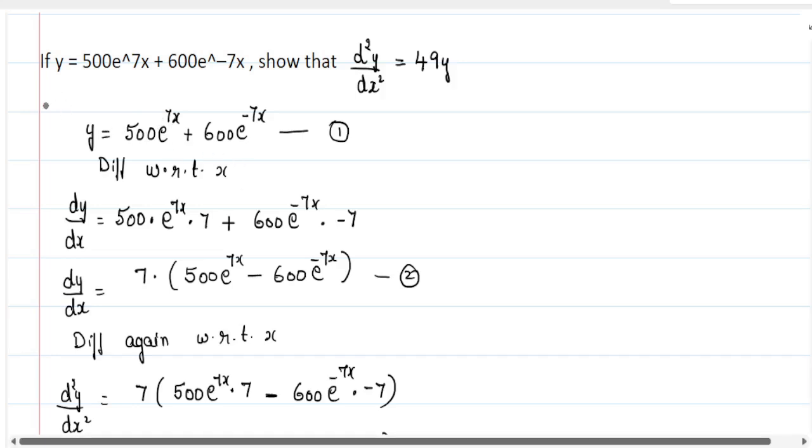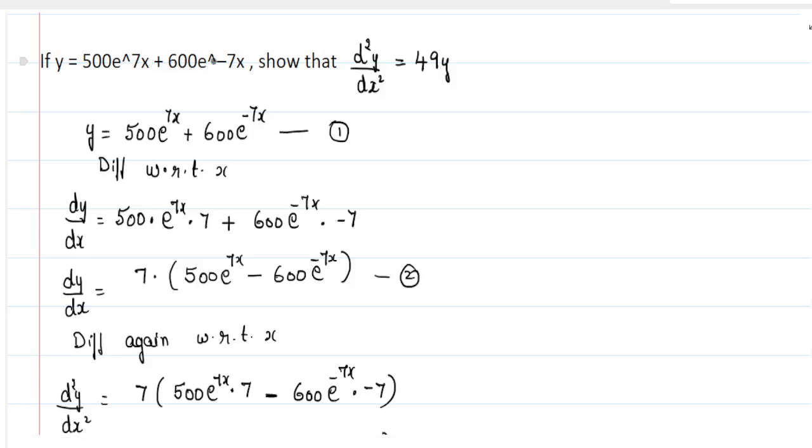Next question is, if y equals 500 into e to the power of 7x plus 600 into e to the power of minus 7x, show that d square y by dx square equal to 49y. Let's write the question here. y equal to 500 e raised to 7x plus 600 e raised to minus 7x. Let us put this as equation number 1. Now we'll differentiate this function with respect to x.